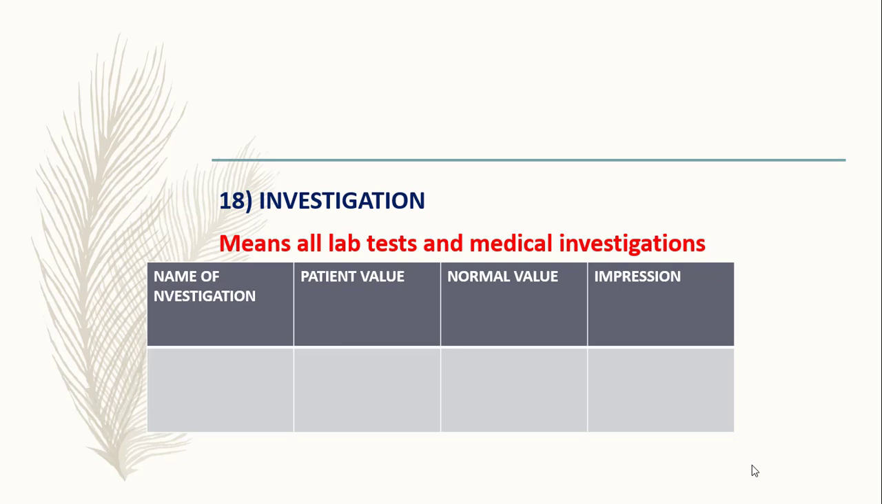So all the investigations, like blood test, liver function test, ECG, whatever investigations have been done, you have to write specifically, and write the patient value, then the normal value, and at last the impression, that means what the status is, good, bad, high, low or normal, whatever it is, under impression. This information you will get from the case sheet as well as from the nurses and also from the informant.